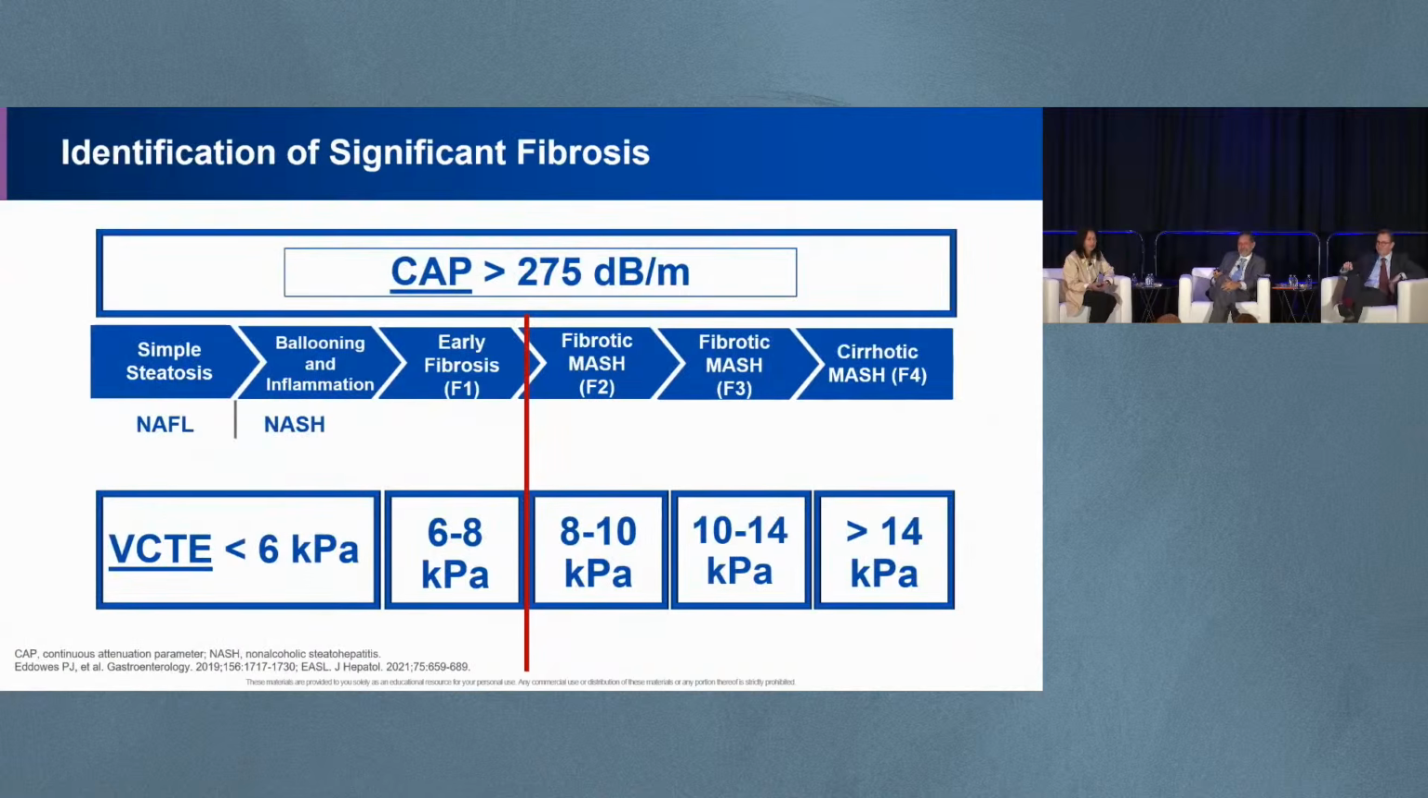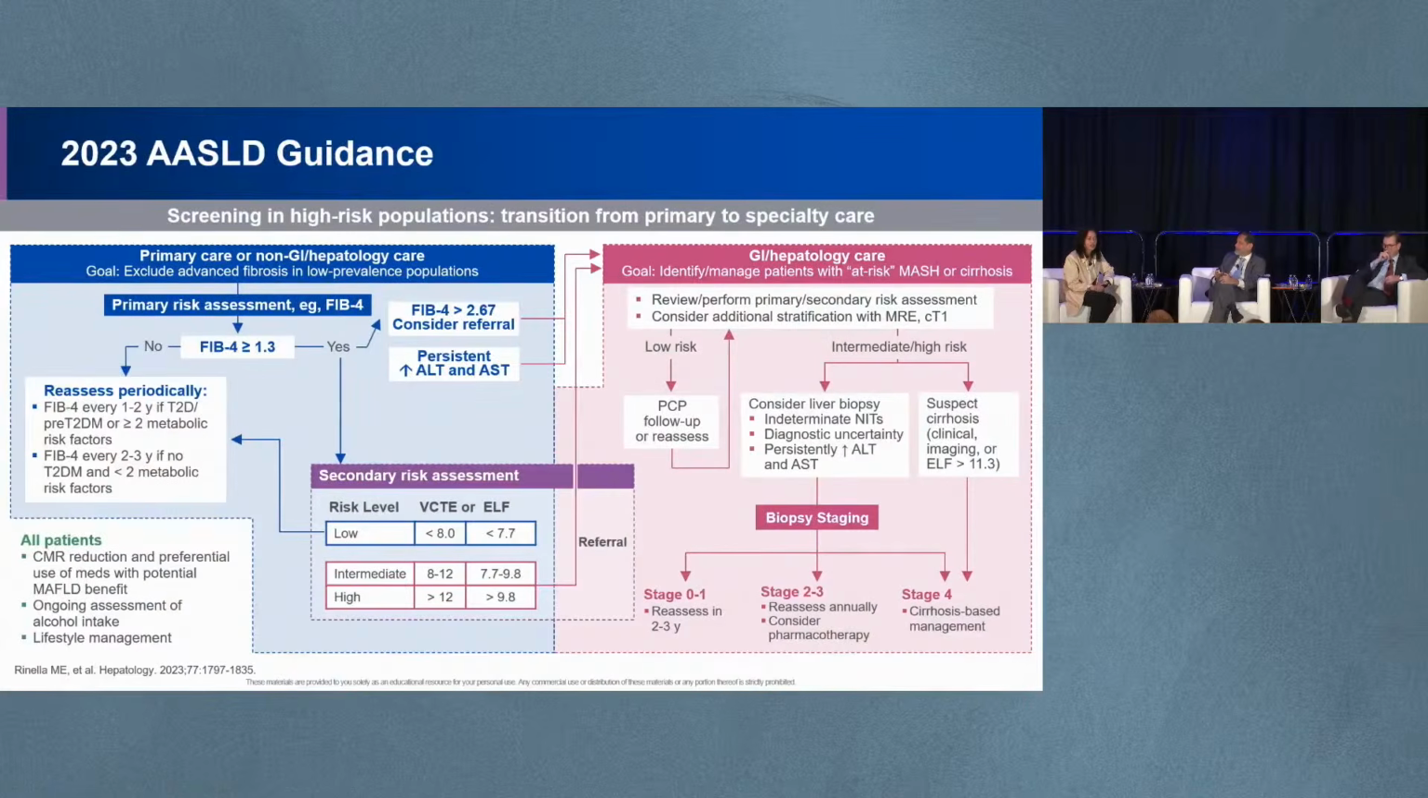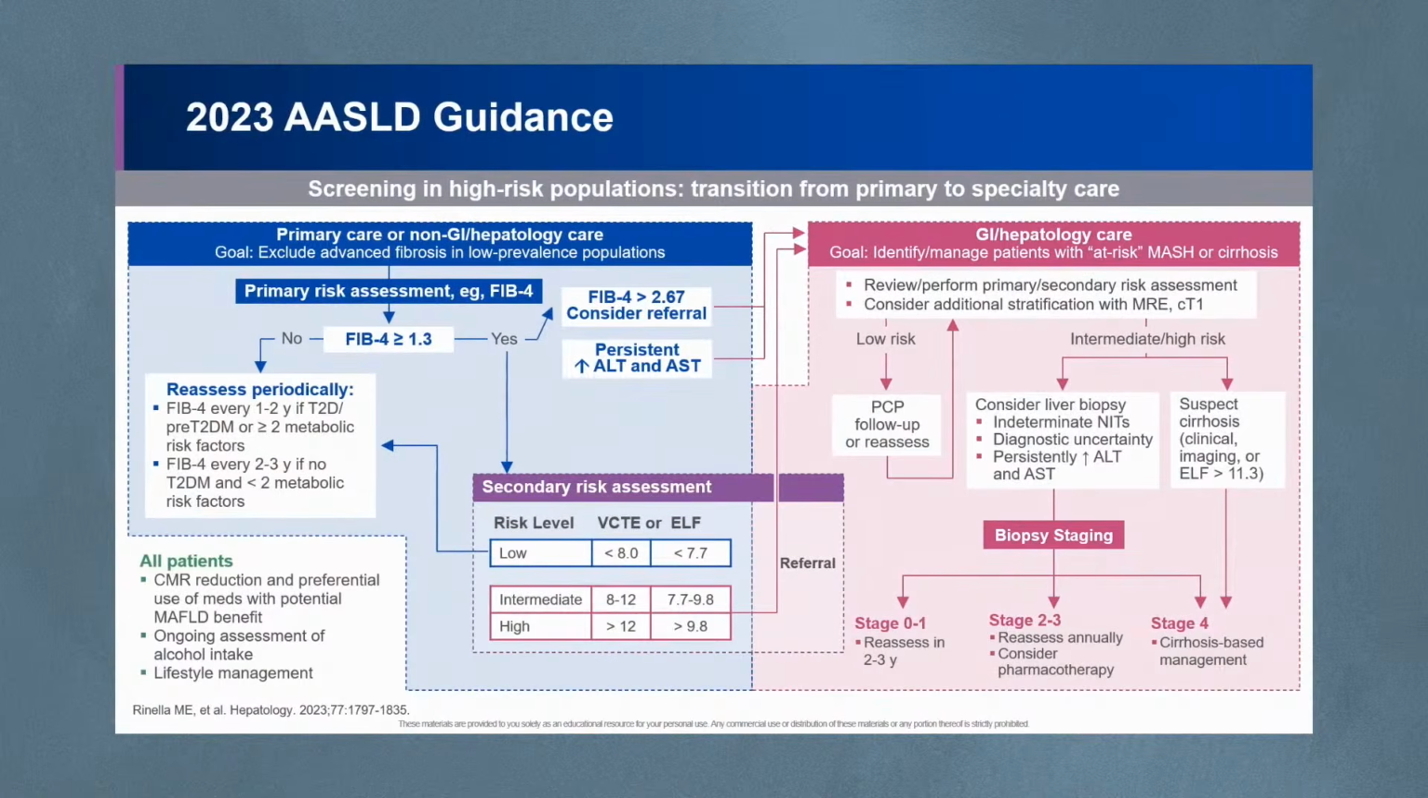Yeah, exactly. So as Quentin shared this slide earlier, FIB4, kind of your first line of defense, it's cheap as chips.